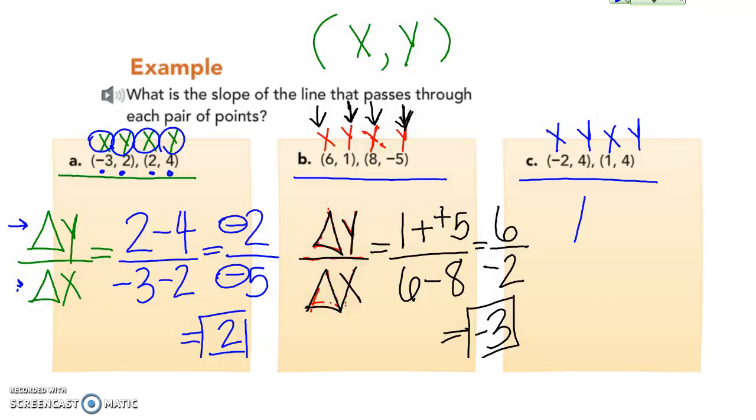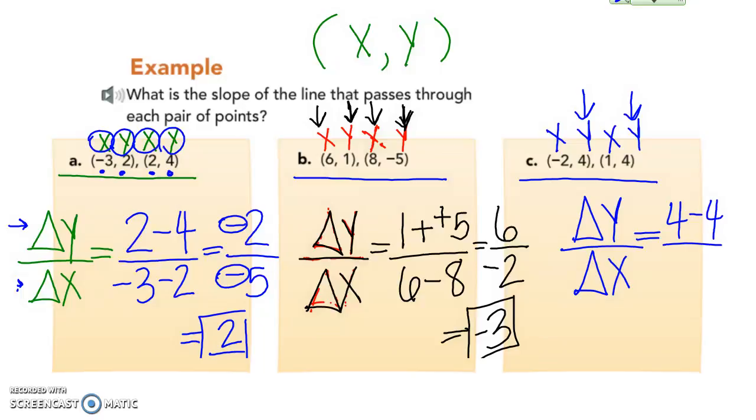We're writing our formula, change in Y over change in X. I'm going to start with the Y's and I'm going to subtract them. So 4 minus 4. Then the X's, negative 2 minus 1. Okay? What is 4 minus 4? 0. And then negative 2 minus 1 is negative 3.